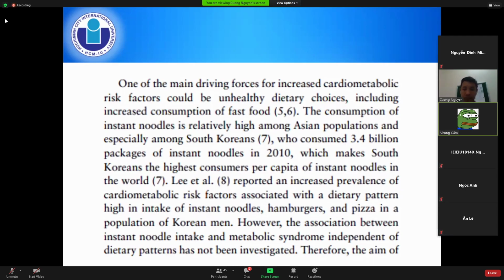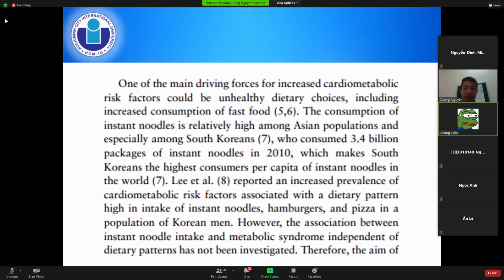One of the main driving forces for increased cardiometabolic risk factors could be unhealthy dietary choices, including increased consumption of fast food. The consumption of instant noodles is relatively high among Asian populations, and especially among South Koreans, who consumed 3.4 billion packages of instant noodles in 2010, which makes South Koreans the highest consumers per capita of instant noodles in the world.